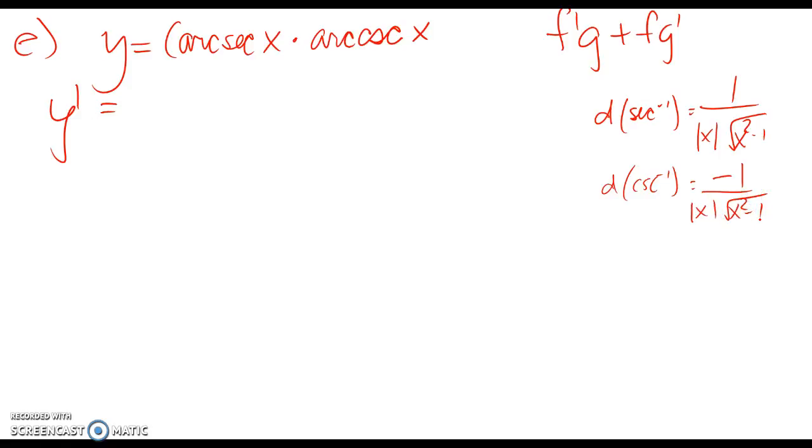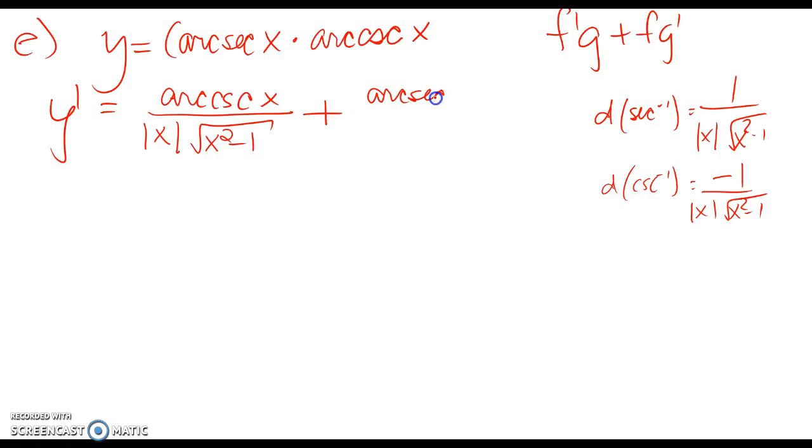So, arc secant, 1 over x, x squared minus 1. And I didn't put the 1 up there because when I multiply by g, this will sit on top. Arc cosecant x plus arc secant x for the derivative of this one, which is a negative, I'm going to put that negative here, x squared minus 1.